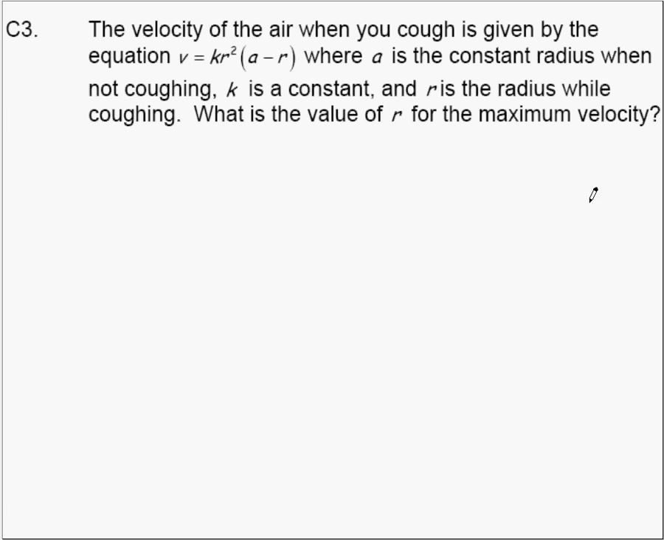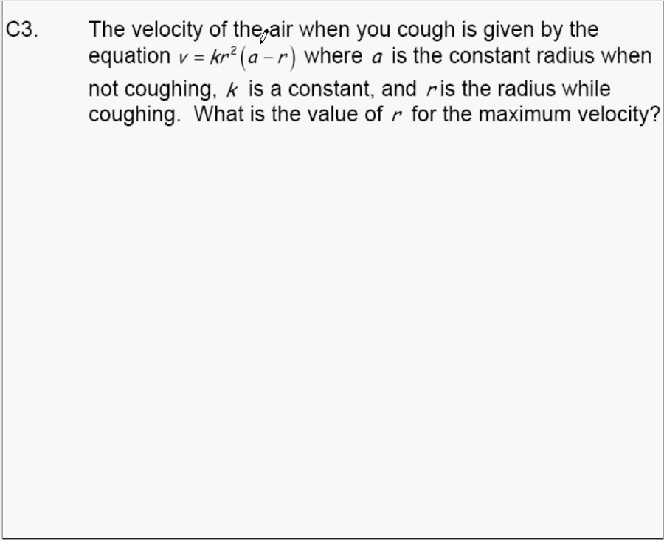Following is example C3 from the midterm review. This is a max-min question. The velocity of the air when you cough is given by this equation, where A is a constant radius when not coughing, K is a constant, and R is the radius while coughing. What is the value of R for the maximum velocity?